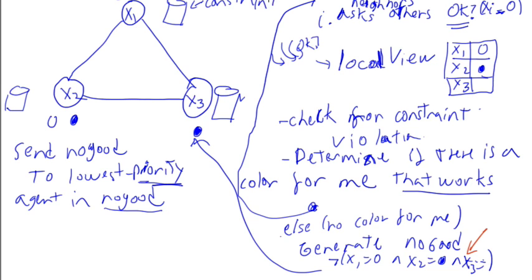So initially this is just populated with the 2, in this case, the 2 constraints for x1. It could be more, of course, in other examples. And then when you get a new no good, you add that to your own database. So you add that as a no good, and then you send it to the other guy, the lowest priority agent in that no good, and then he adds it to his database. And once he adds it to the database, he again goes through and checks for constraint violation, determines if there's anyone that works for me, etc. Right. So that's the basic idea of backpropagation.